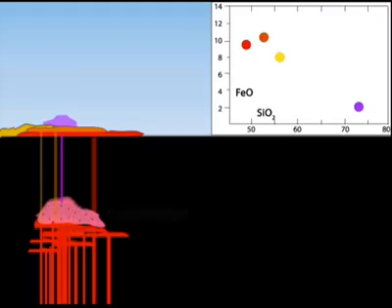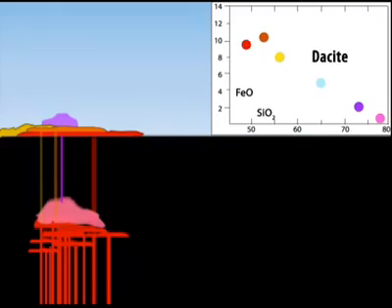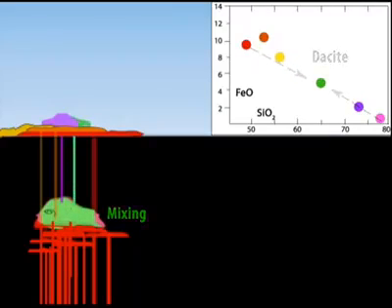During thermal waning, separation of crystals in the magma chamber produces a more silica-rich, iron-poor rhyolite. As cooling proceeds, simple mixing between the basalt and the high silica rhyolite yields sparse intermediate dacites.